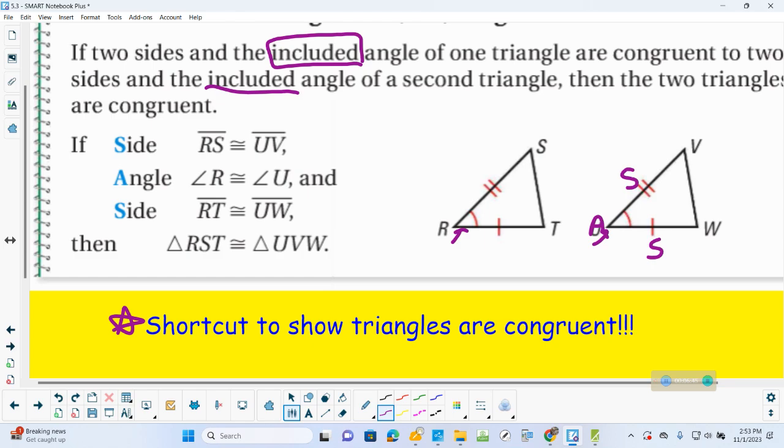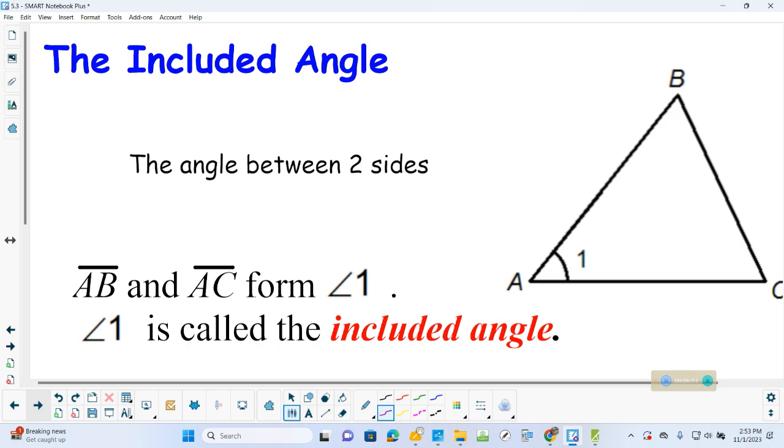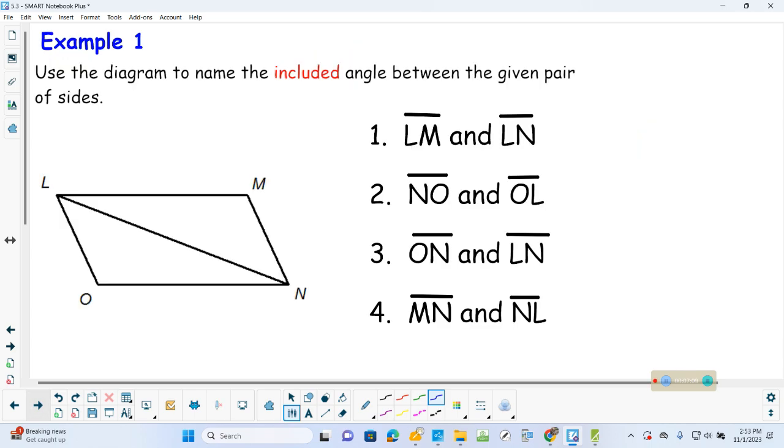So again, first thing we have to do is kind of practice the side, angle, side, and picking out which triangles have an included angle. So there's nothing for you to fill in on your notes, just take a look at this. Again, we're really hitting this included angle thing. So angle 1 is your included angle between these two blue sides. It's in between them, included, okay? So, cover the board here, I'm going to color code it. Use the diagram to name the included angle between the given pair of sides. So LM, this top blue one, and LN.